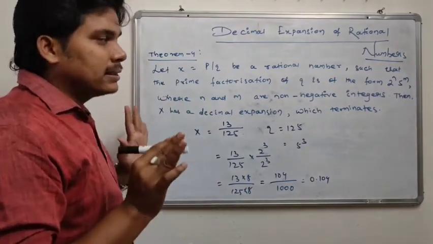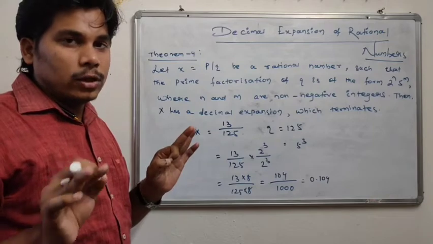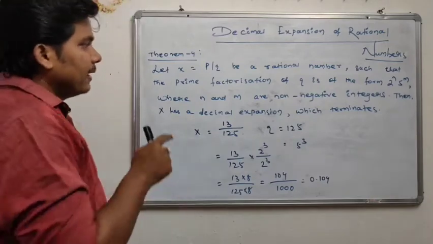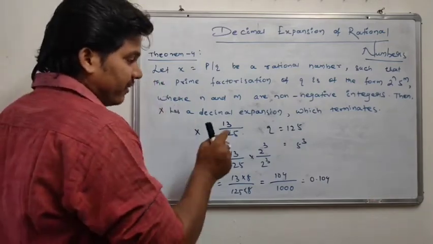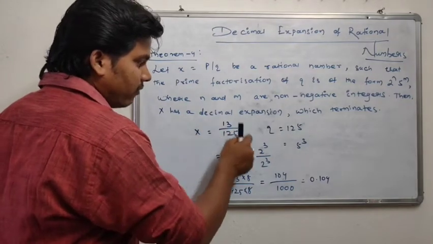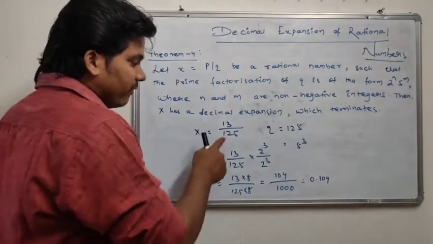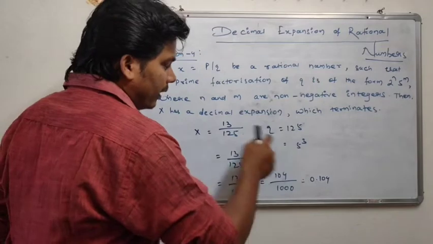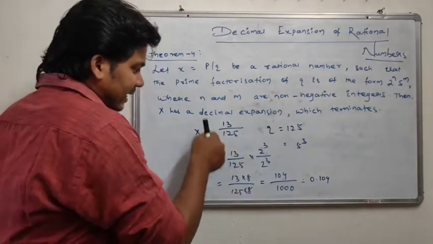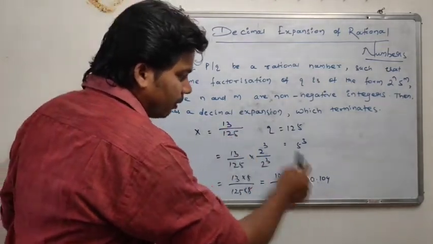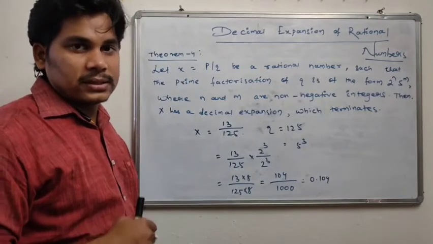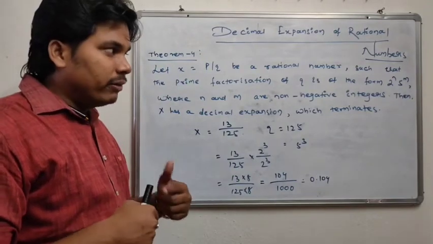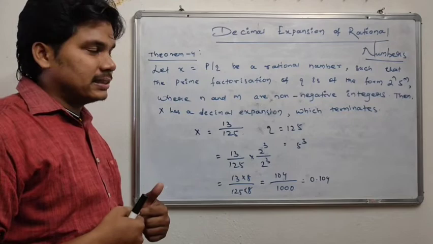What does this theorem say? Again, in a rough way, if x is a rational number in the form of p by q, where q is in the form of 2 power n into 5 power m, then this entire number can be represented in decimal form, that is, it has a decimal expansion. Understand? Now we will go to the next theorem of this exercise.